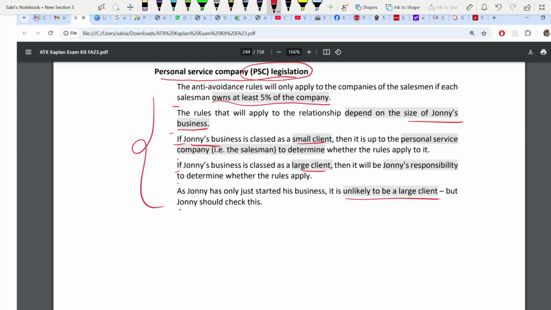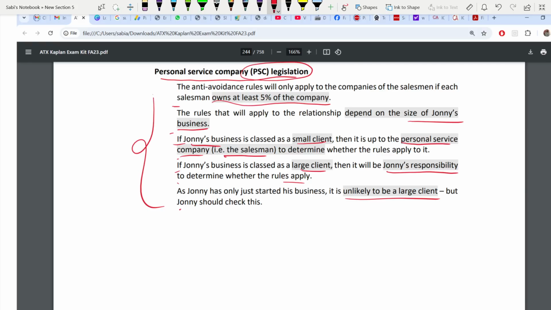If it's small, it is up to the personal service company. That means it is up to the salesman to determine whether these rules will apply or not. And if it's a large client, it is Johnny's responsibility to determine whether rules will apply or not. See, the parties change. If it's a small client, the salesman will determine whether rules will apply. If it's a large client, Johnny will determine whether rules will apply.